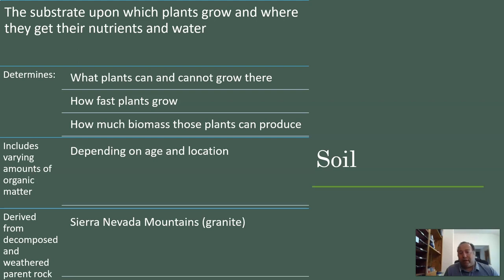And if you don't know what granite looks like, if you've ever been to Yosemite National Park or seen pictures of it, and you've seen El Capitan and Half Dome, and you see these big, huge rocks sticking out of the ground, those are just big, huge slabs of granite. And that's what is underneath us if you go down far enough. Now, what's interesting to understand about soil is to really understand this idea of weathered parent rock.